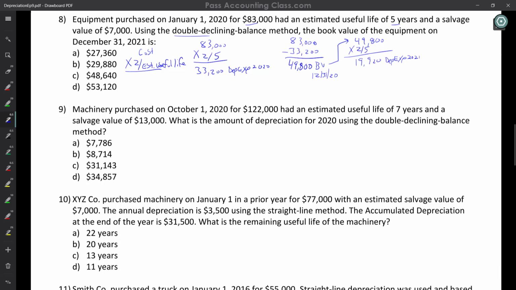So now I'm going to take the 12/31/20 book value, that's that 49,800. I'm going to reduce it by the depreciation expense for 2021, that's 19,920. And when I do that, I end up with 29,880. And that's my book value on 12/31/21. So the answer here is going to be B.